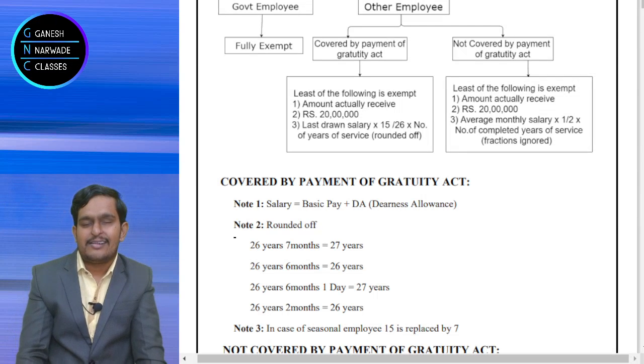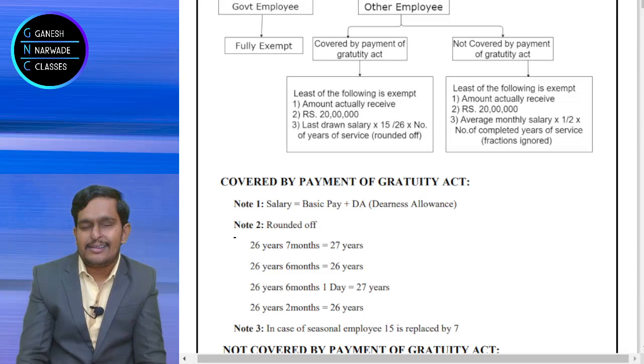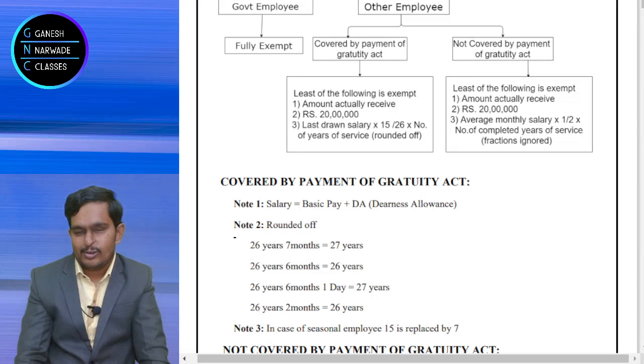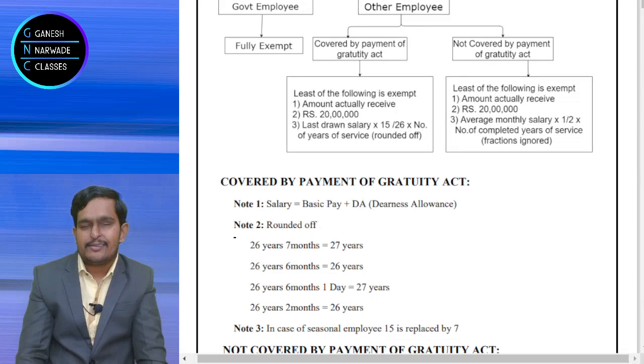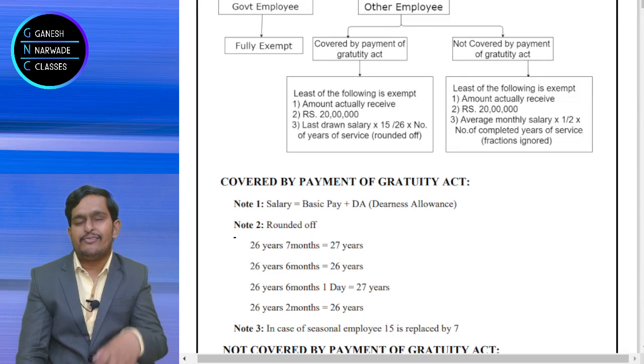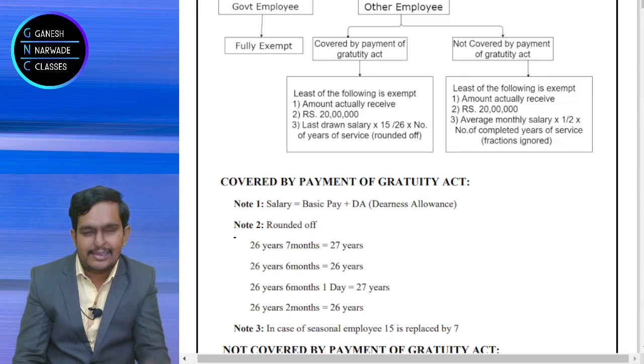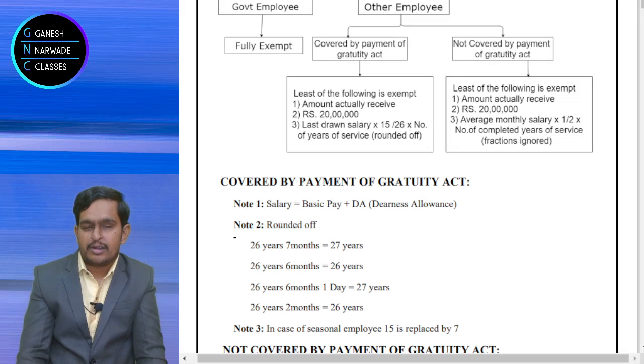So last drawn salary into 15 by 26. Now why 26? Because they said in a month 4 Sundays are there. So 30 minus 4, 26. Okay. Why 15? Because in the whole year, when you work for 1 year, the employer is so happy that he is willing to pay you 15 days salary for your gratuity contribution.